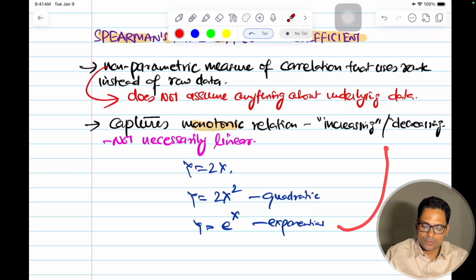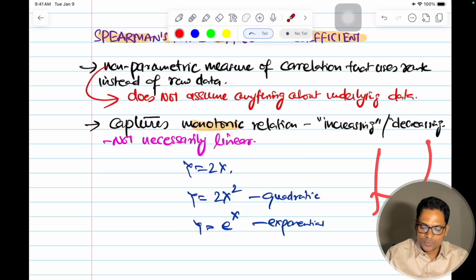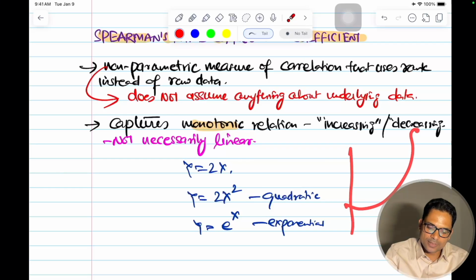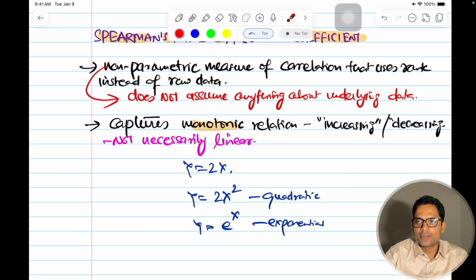The exponential just grows like this. y equal to 2x square will be something like this. On one side it is decreasing, on the other side it is increasing. But if I take just the positive side, then it's increasing only. That side it is monotonic. Monotonic means both should change in the same direction. If x is changing on the positive side, then y is also changing on the positive side only. It should not go down. That's what capturing a monotonic relation means. I hope that is clear.